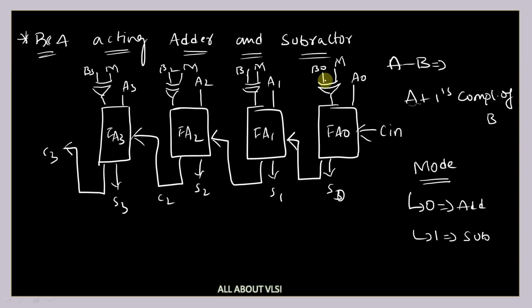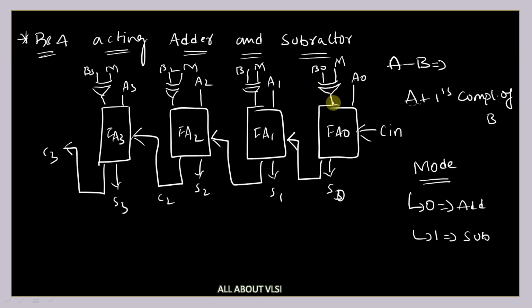So here one of the inputs of our XOR gate is M. If this M is equal to 0, then this XOR gate will act as a buffer, so this B0 will be just passed without being complemented. And if your mode is equal to 1, then this B0 will be complemented, because your XOR gate will be acting as a NOT gate.